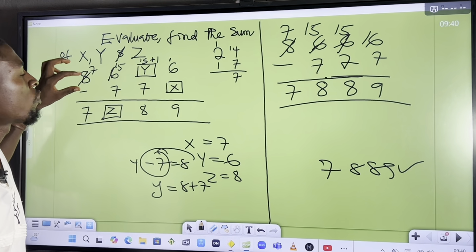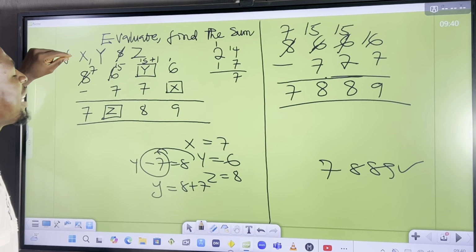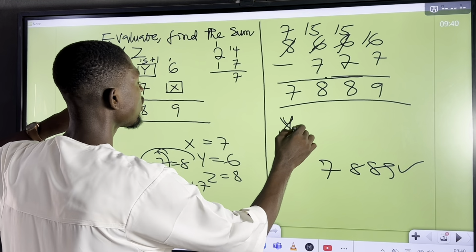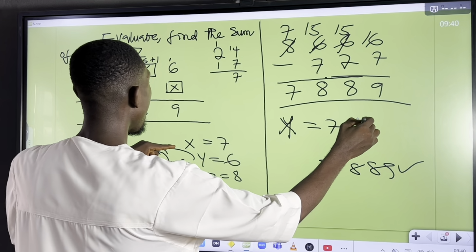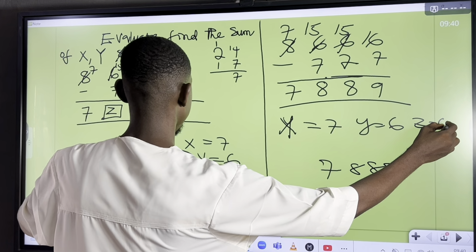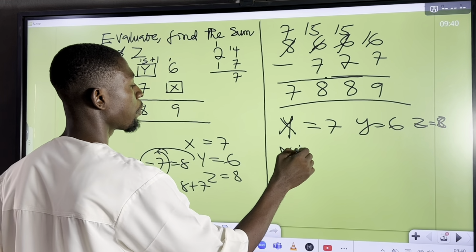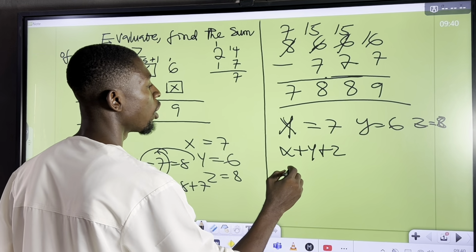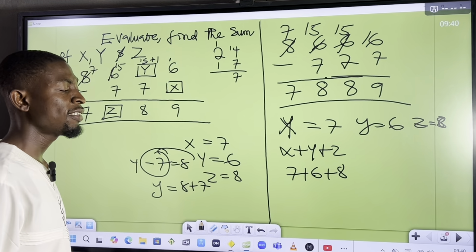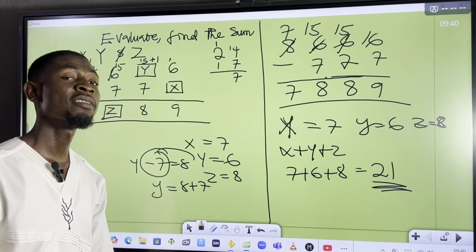Now, this question, I didn't complete it. The question said, evaluate, find the sum of x, y, and z. So remember, our x is 7, y is 6, and z is 8. So now, the sum of this, x plus y plus z, will give us 7 plus 6 plus 8. 7 plus 6 is 13. 13 plus 8 is 21. So the answer is 21. 21 is the answer, and you get that in the options.